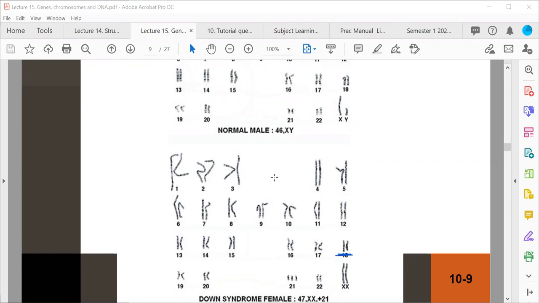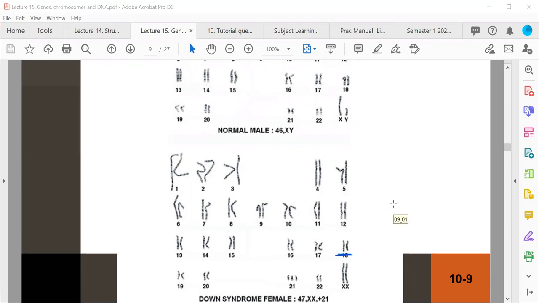All right, there is a problem with this particular karyotype in that you can see down here, there are 3 copies of chromosome number 21. And this unfortunately causes the condition called Down syndrome. So rather than 46 chromosomes, which would be normal, this individual has 47. This is also known as trisomy 21.